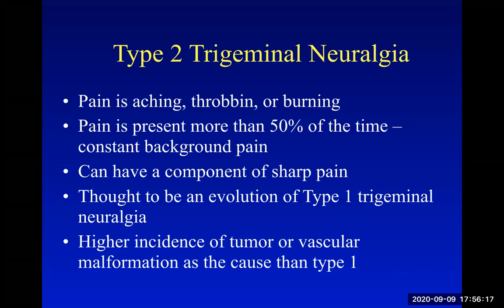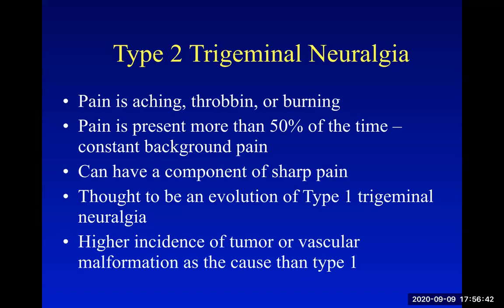So if the patient describes the electrical shock-like pain as the predominant type of pain, that would be type 1 trigeminal neuralgia. If the patient says, I have electrical shocks, but they really only represent about 25% of my pain, and the other 75% of my pain is burning and aching and throbbing, then they have type 2 trigeminal neuralgia.